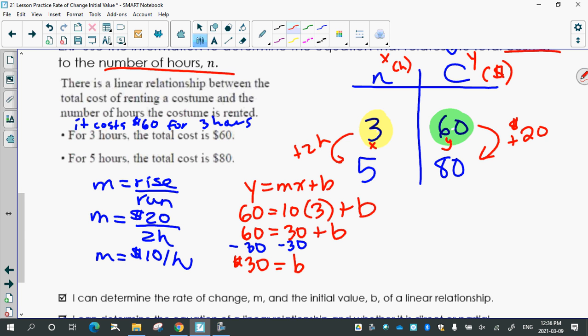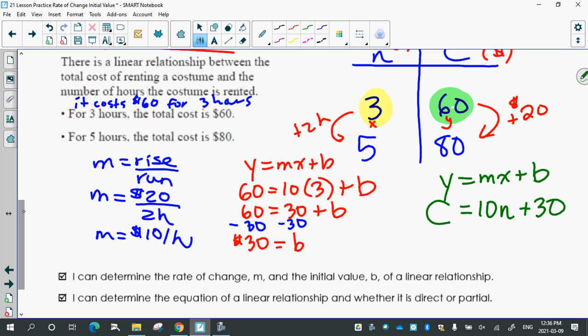So that's probably a deposit in case you wreck the costume or something, okay? So my equation, I'm going to change over from y equals mx plus b to cost equals 10 times the number of hours plus the $30 deposit. Is this one direct or partial? Partial, because the initial value is 30. Awesome. Okay, good job, guys. All right. And practice 21. Stop the video.